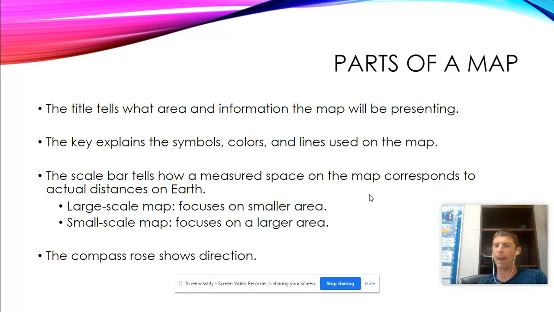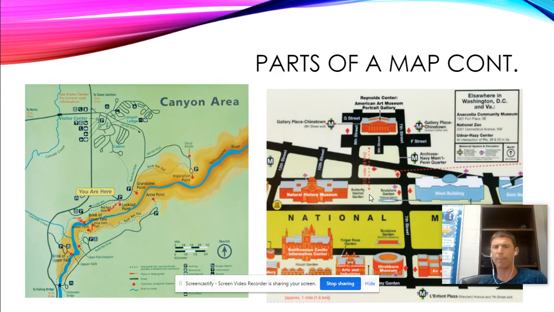Now, there are parts of a map. We know we're going to have a key and a legend that we can use. The cardinal directions will be listed on there. And knowing how to read those things, because every map is different, is a helpful component that we need to be able to do. And every map, like I said, looks different.